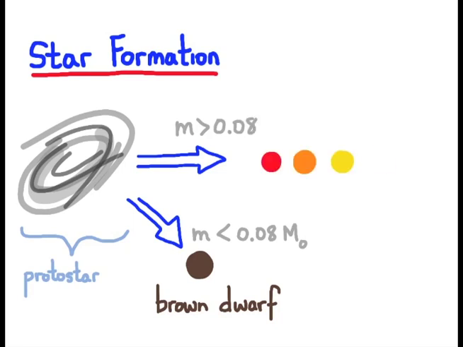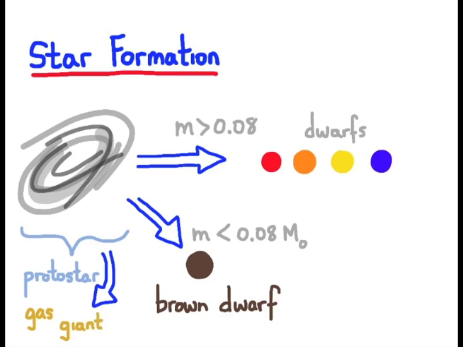For protostar masses greater than about 0.08 solar masses, we can sustain nuclear fusion in the core, and we end up getting a main sequence star, a dwarf, either red, orange, yellow, blue, depending upon how much mass is there. Another possibility for this protostar phase is there's insufficient matter, no fusion starts at all, and we end up with a gas giant, a planet.